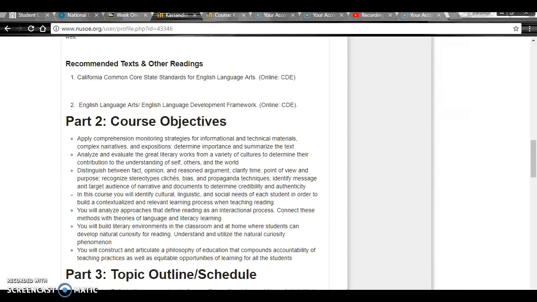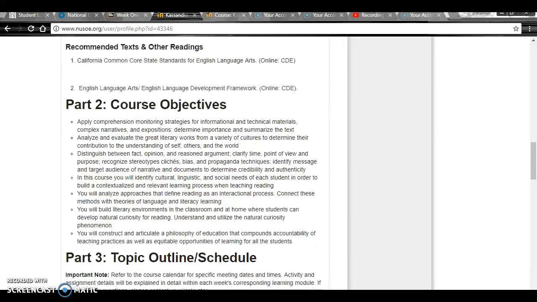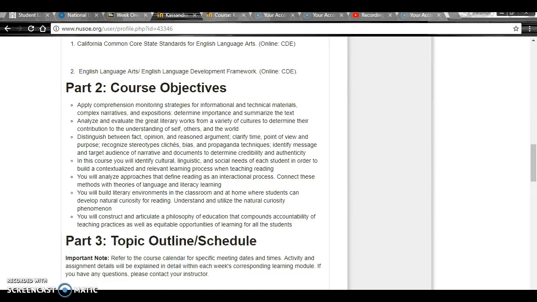In this course, you will be required to read the Common Core State Standards for English Language Arts and the framework as well. This is free. Anybody can go online and get the text. You don't have to pay for it, and it teaches you the standards of the grade levels that they're in. And these are the course objectives.